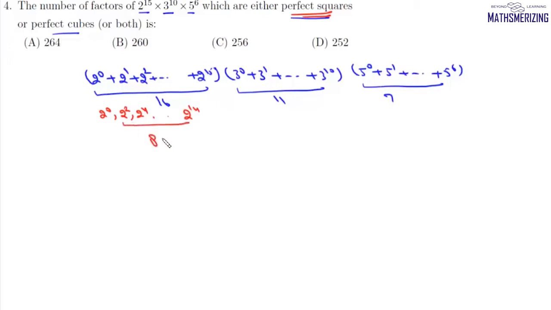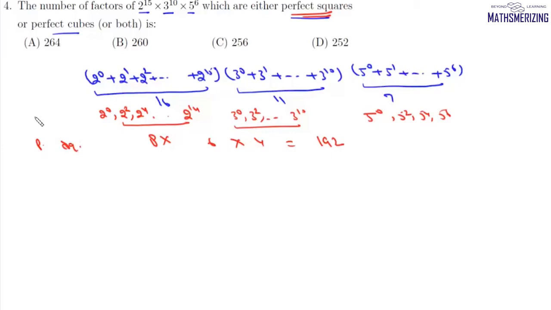So there will be 8 such values, and then for 3 it will be 3^0, 3^2, up to 3^10. So we have 6 such values, and then for 5 it will be 5^0, 5^2, 5^4 and 5^6, that is 4 values. So it will be 8 × 6 × 4, that is 192 numbers. So there will be 192 numbers which are perfect squares.